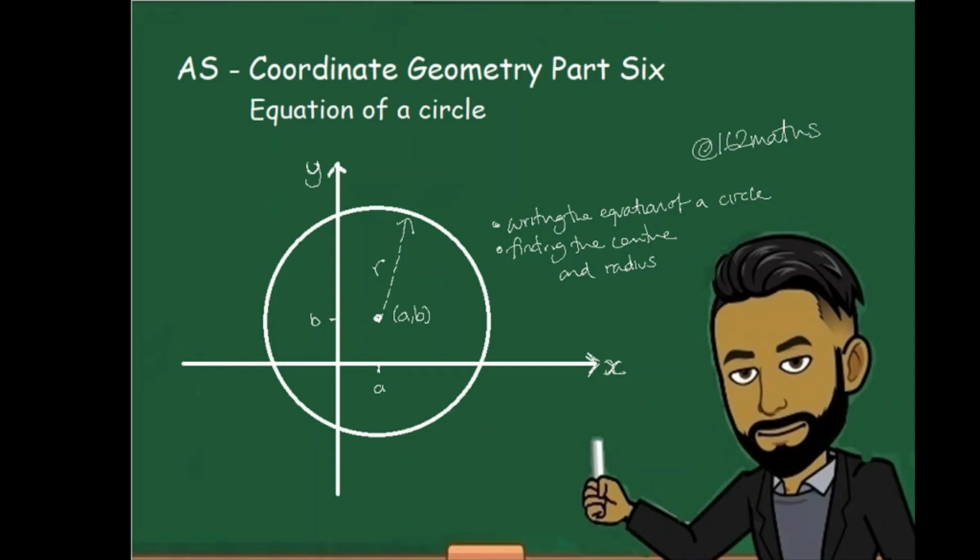So this is coordinate geometry part 6, where we'll be looking at the equation of a circle. In this video tutorial, we'll be going through how to write down the equation of a circle when you're given the centre and the radius, and also showing you how to find the centre and the radius when you've got an unfactorised circle equation.